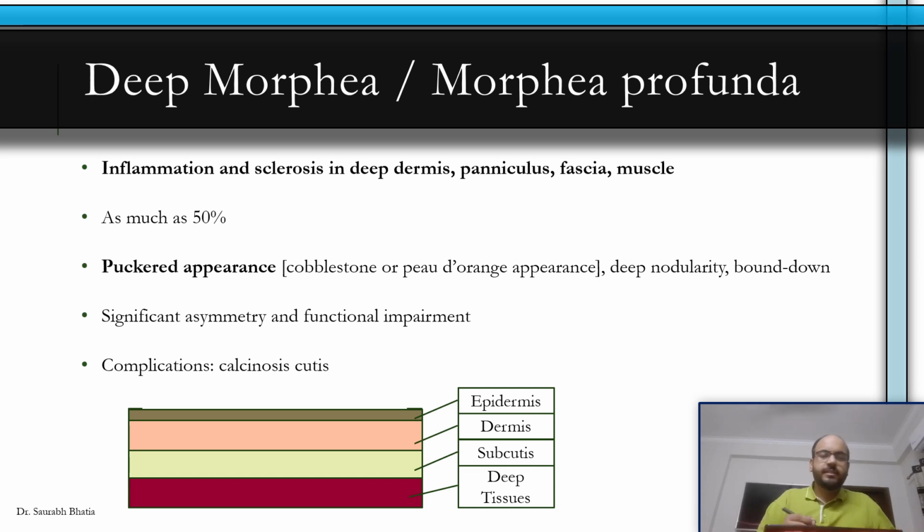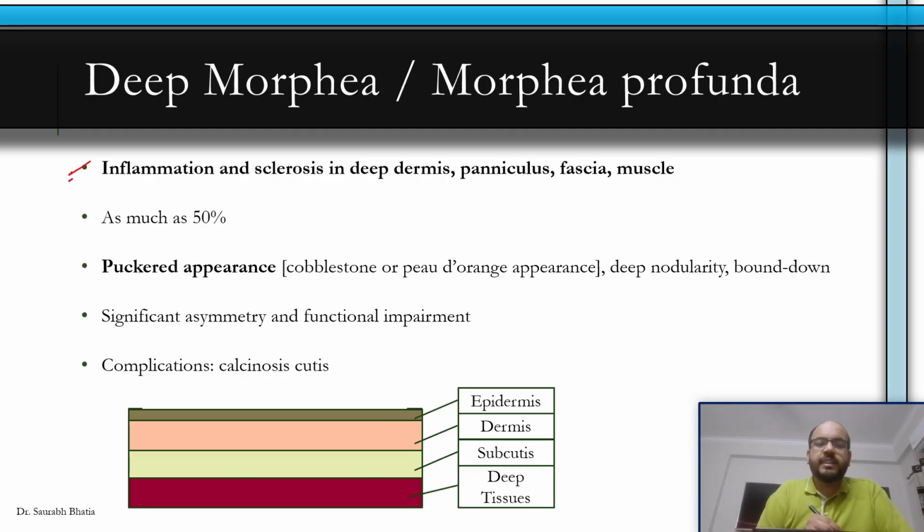So we have discussed plaque morphea, which is the most common variant of morphea, and now we will discuss each and every variant of morphea very quickly. I'm not going line by line with generalized or linear morphea. I've just discussed the five subtypes at the start of this video. Now each and every variant we'll discuss very quickly. Okay, now let's start first with deep morphea or morphea profunda.